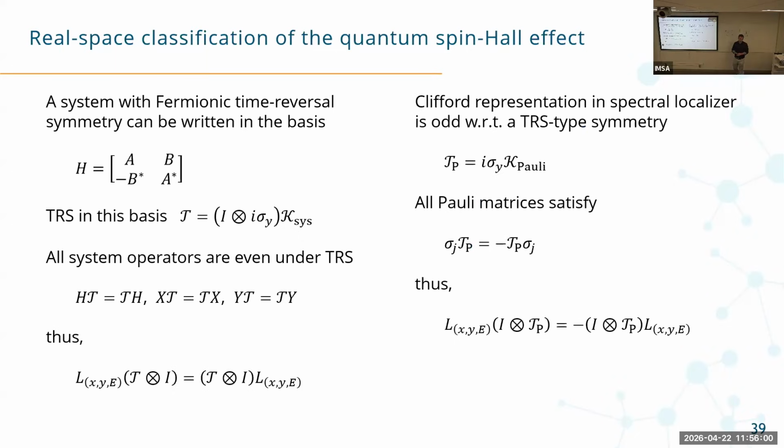The Clifford representation of the spectral localizer also has something like a time reversal symmetry. It would have some action just on the Pauli portion of the Hilbert space, and all of the Pauli matrices anti-commute with this operator. So the localizer also anti-commutes with this funny symmetry, where you have the identity on your system Hilbert space and the Pauli time reversal symmetry in your Pauli space.